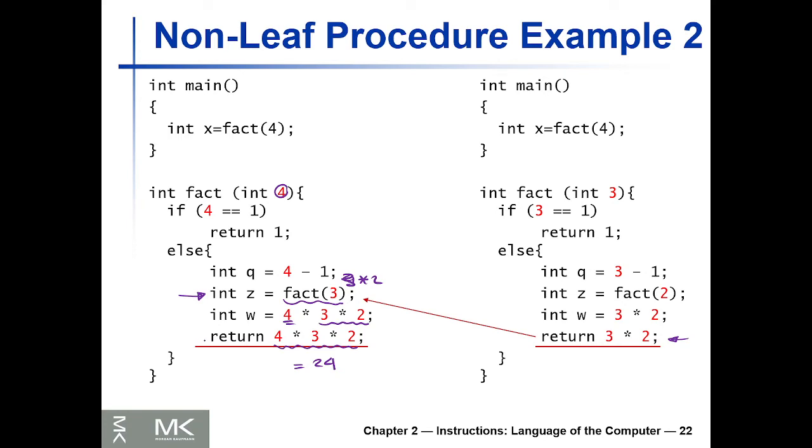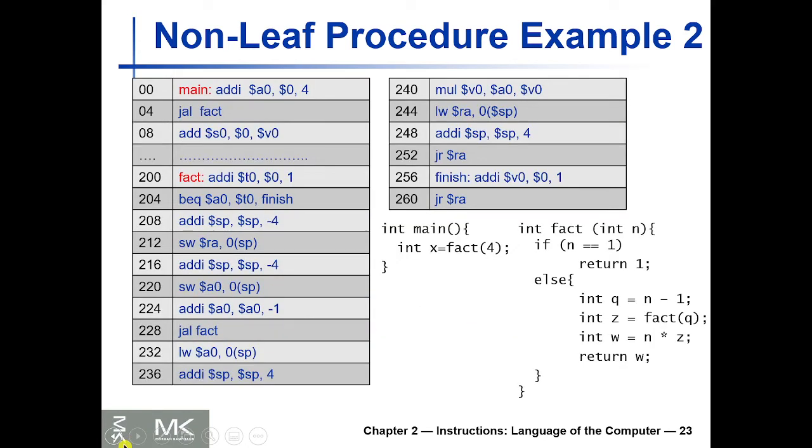Return to what? Return to the original caller, because this is int fact int 4. So if we continue, we go back, and that's it. We calculated x. That's an overview of how the recursion will work. Now let's go forward and translate the functions that we have into assembly code.